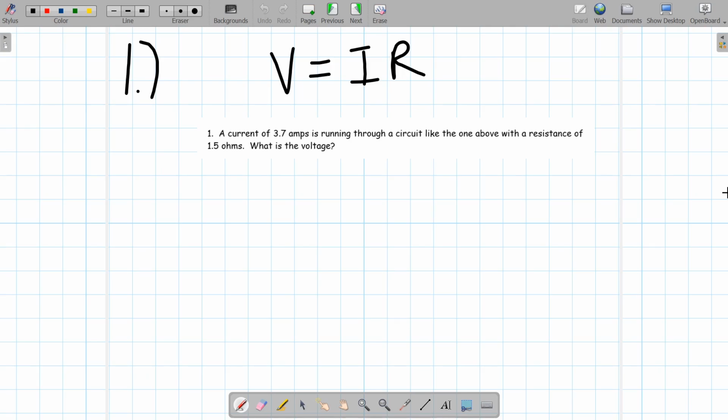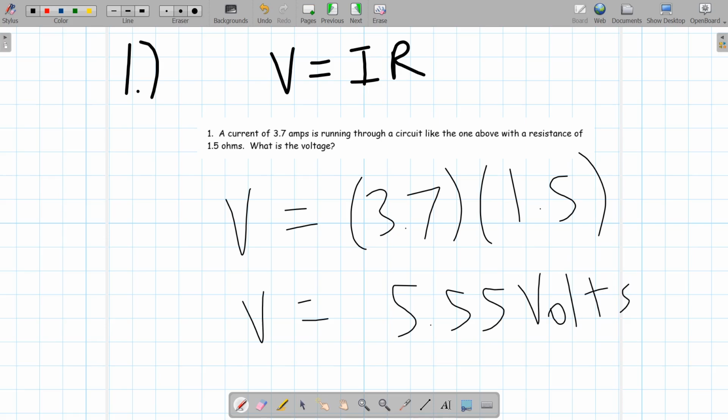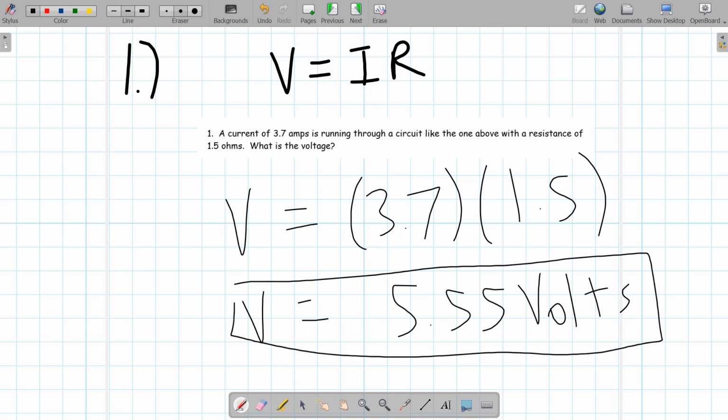Number 1 says a current of 3.7 amps is running through a circuit like the one above with a resistance of 1.5 ohms. What is the voltage? So, of course, voltage is equal to current, which is 3.7, times resistance, which is 1.5. And when you multiply those two together, you get 5.55 volts. So pretty easy. That's number 1.